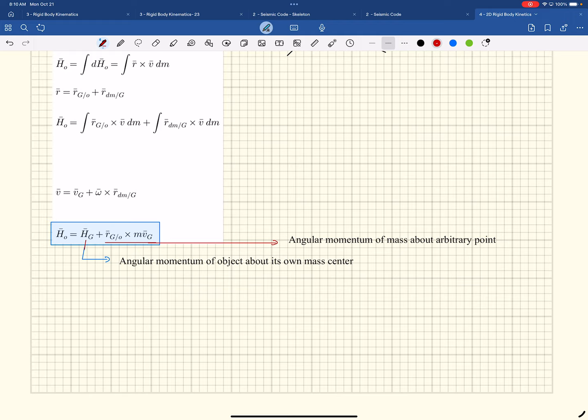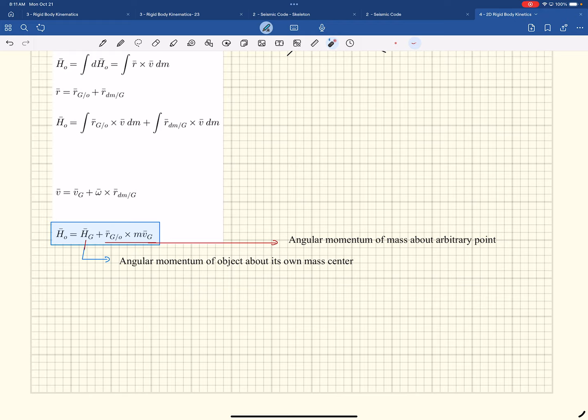So if I want the total angular momentum of a spinning body about an arbitrary point O, I would figure out how much angular momentum we have of the object spinning about itself. So it'd be this pencil kind of spinning like this, right? That has angular momentum as it's spinning. But not only that, the Hg part is its own thing about its own mass center, but then it's also moving. If it's moving like this as well and spinning, the second part of it is the angular momentum of that center of mass about the arbitrary point O.